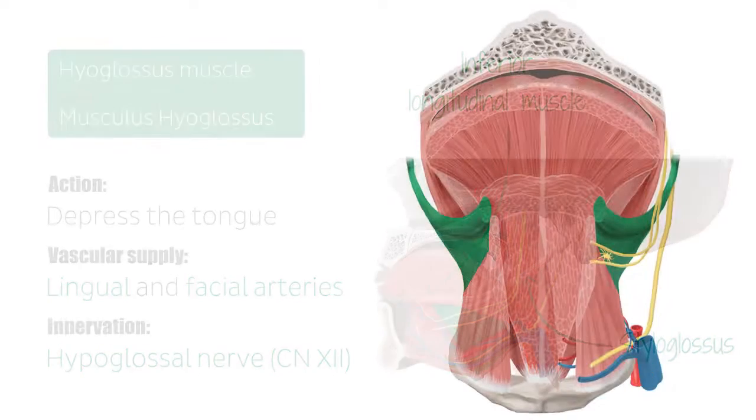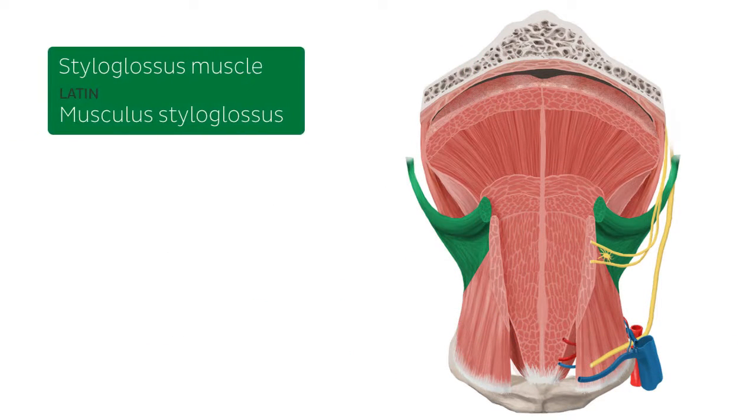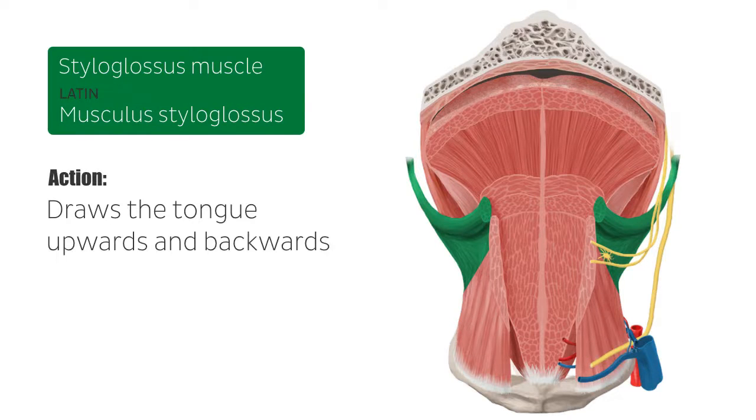The next muscle we'll look at is the styloglossus, which is another extrinsic muscle of the tongue. The styloglossus inserts into each side of the tongue and extends around each side laterally to meet the styloid process of the skull. The main action of the styloglossus is to draw the tongue upwards, but it also acts to retract the tongue backwards in the mouth.